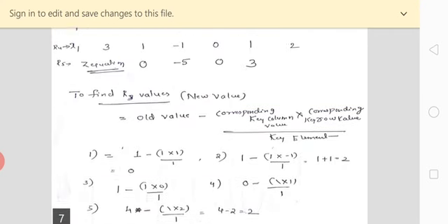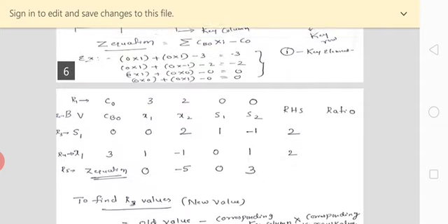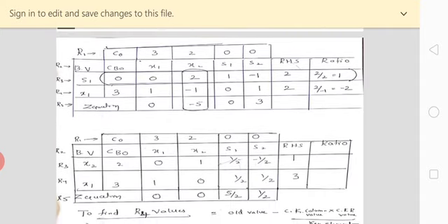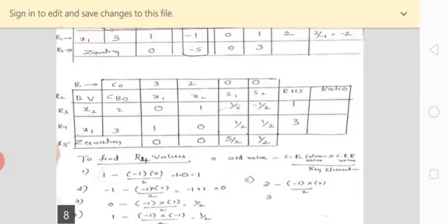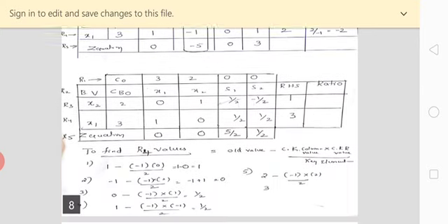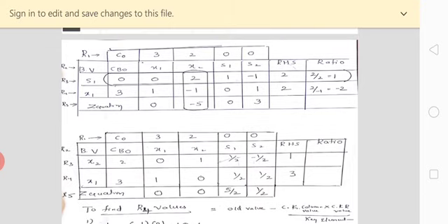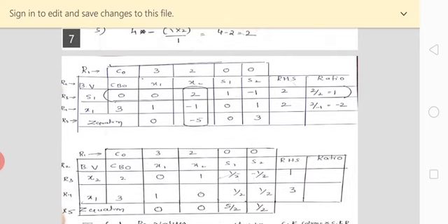Its quotient in the objective function for x2 will be 2. That's why I am writing it now. Corresponding basic variable is now x2, its value will be 2 in the objective function, that I have written here. Understood? After finding your key column and key row, now you need to select the key element, that is, the intersection of key row and key column. From this table, the key element will be 2.